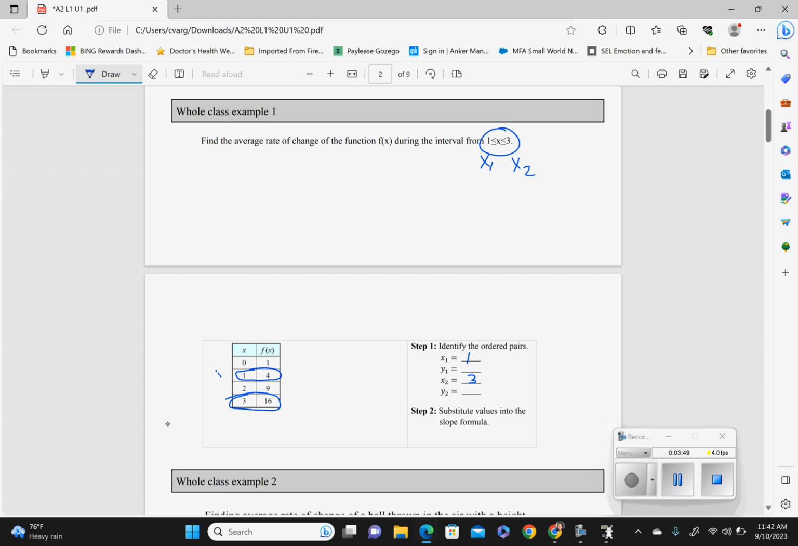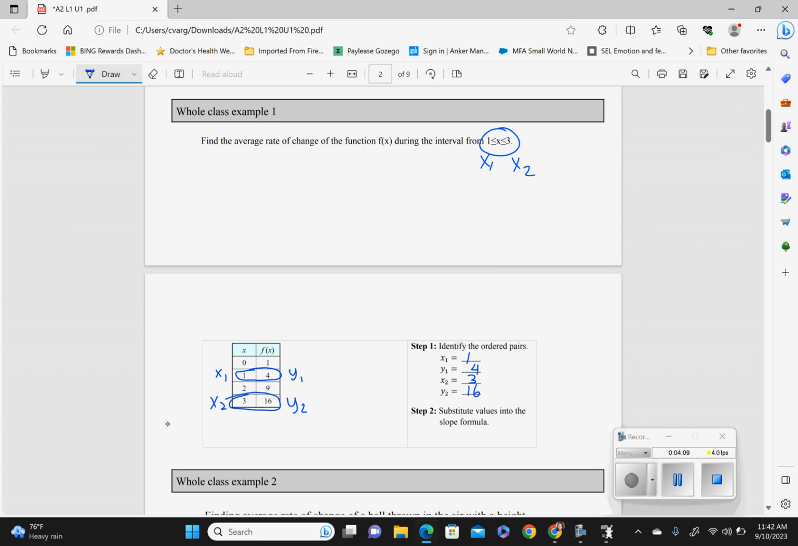The first number that they gave us, like we said, is x1. This is our x2. The one that goes along with the x1 is called y1, and this is y2. Then again, you're going to plug that into your formula, just so you don't get confused. And our y2 is 16.